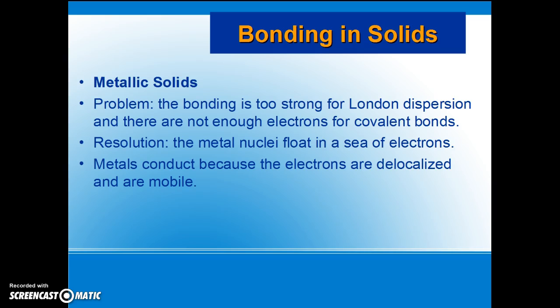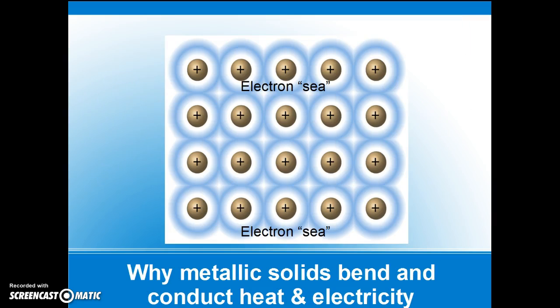Metallic solids offer a problem. What we see in terms of the bonds is too strong for the London dispersion forces, and there are not enough electrons, say in sodium, to create a covalent bond. So what they're saying is that the metal nuclei are in a sense floating in a sea of electrons. Metals conduct electricity and heat because the electrons are delocalized. They're not attached to any particular nucleus, and of course they can move around a lot.